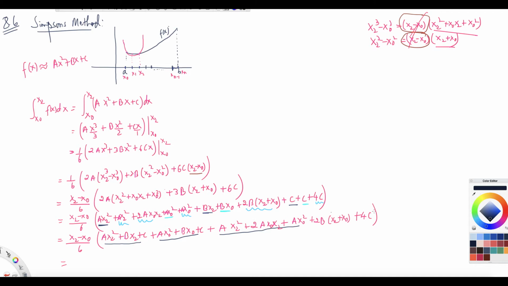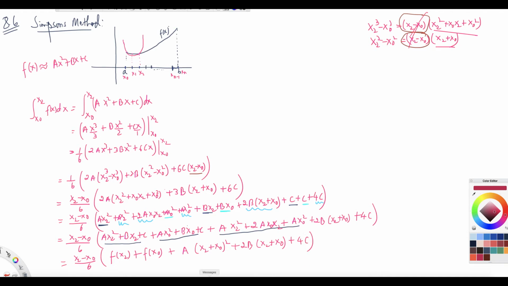Okay, that's what we will get. Okay, let us write on that thing. So what I'm going to write is x2 minus x0 over 6, this is f of x2 plus this is f of x0, and then plus a (x2 plus x0) square, because if you take a out, you will get x2 square plus 2 x0 x2 plus x0 square. So that will be basically the perfect square format, right? And then plus twice b, and then (x2 plus x0), and then plus 4c.